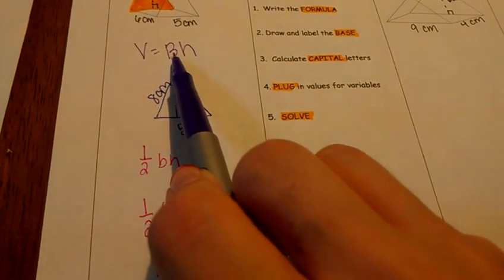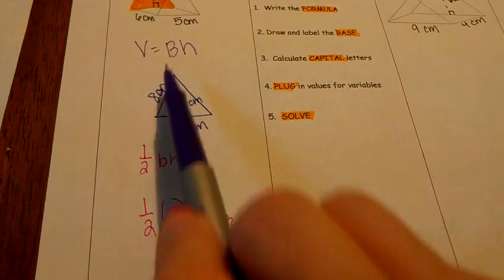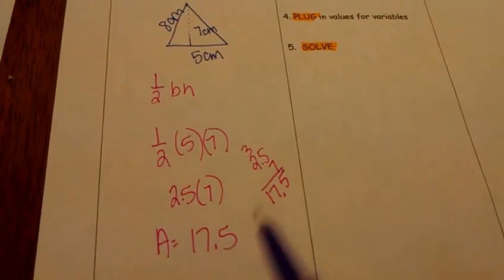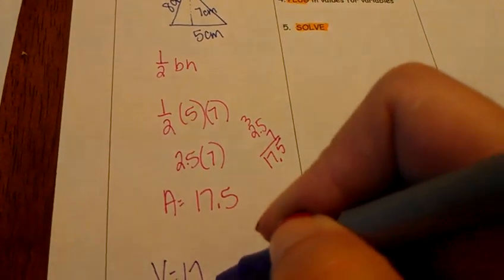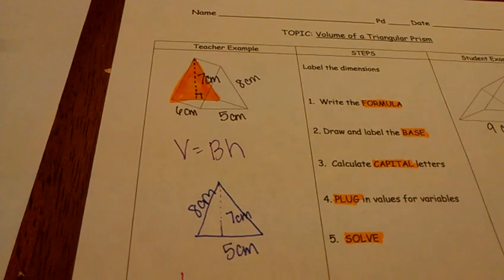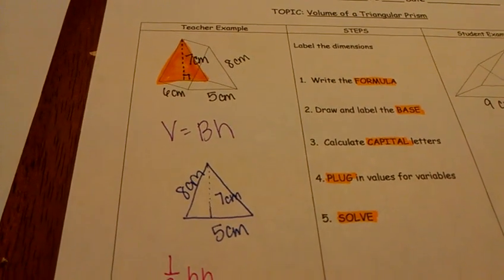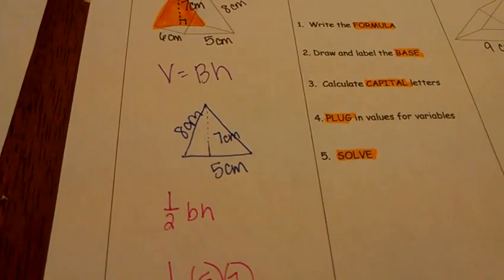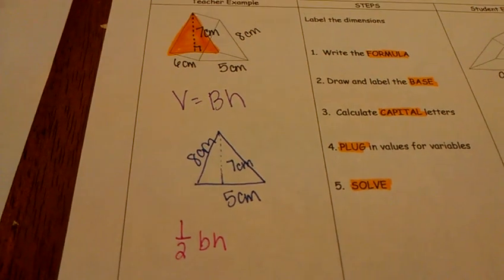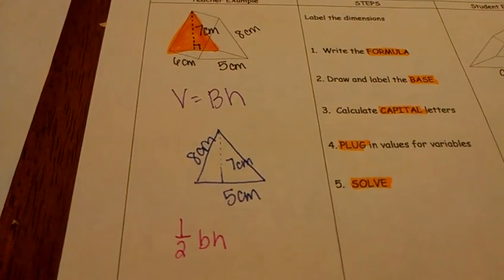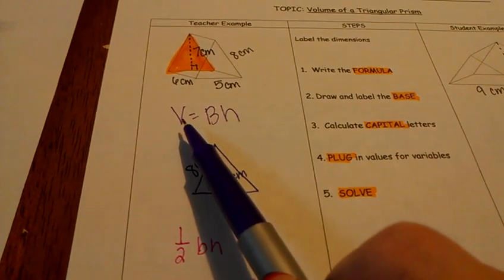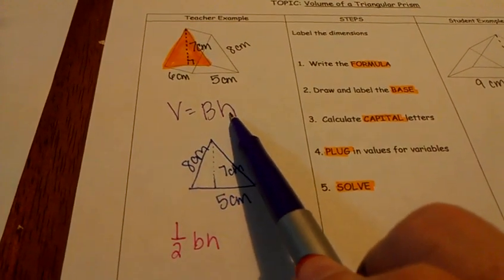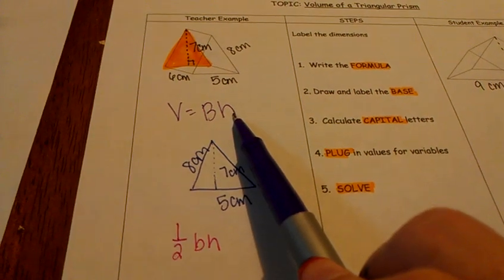Volume equals capital B, area of the base times height. The area of the base, we just calculated it, is 17.5. So volume is equal to 17.5 times, and then it says H. Well, we just used an H, didn't we? Is that the same H? Think about that for a second. What are we calculating here? We're calculating the volume of the prism. So we need the height of the prism.